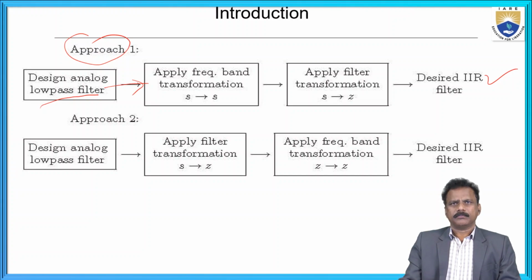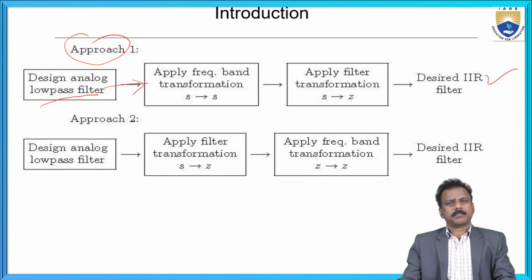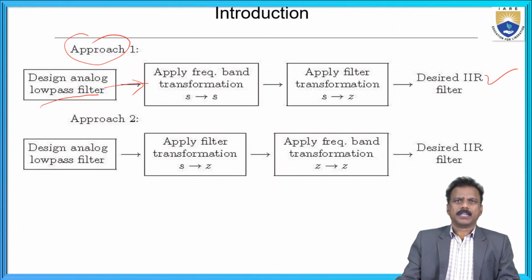You have to follow approach one: design an analog low pass filter. The output of the analog low pass filter is given to apply the frequency band transformation. The output of this transformation is given to the filter transformation. We will expect our desired infinite impulse response digital filter. This is one approach. If you observe that your desirable parameters and responses are not up to the mark, you go for approach 2.